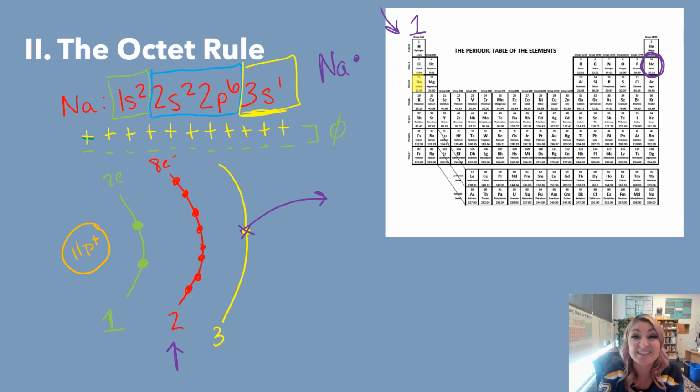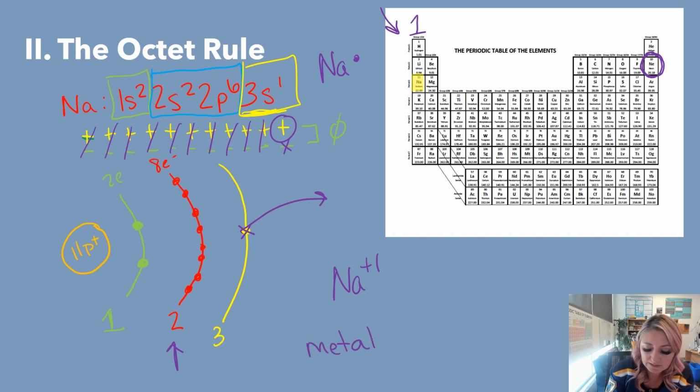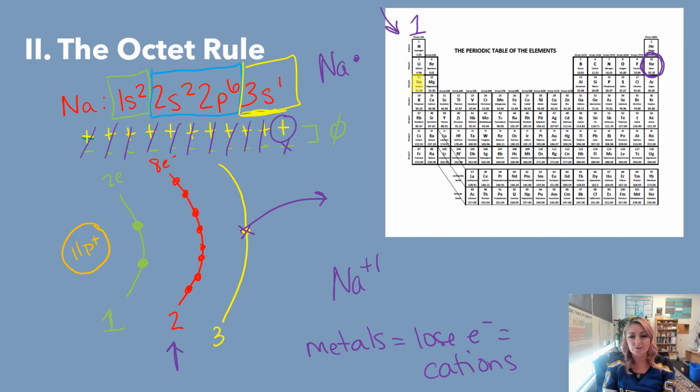It's stable. Okay, if we were to lose one electron, all of these are going to cancel except for one. That leaves us with an overall positive 1 charge. We know that metals like sodium lose electrons, they become cations. And I totally forgot to mention the way I like to remember cations versus anions. Cations has the word cat in it, and cats are positive.